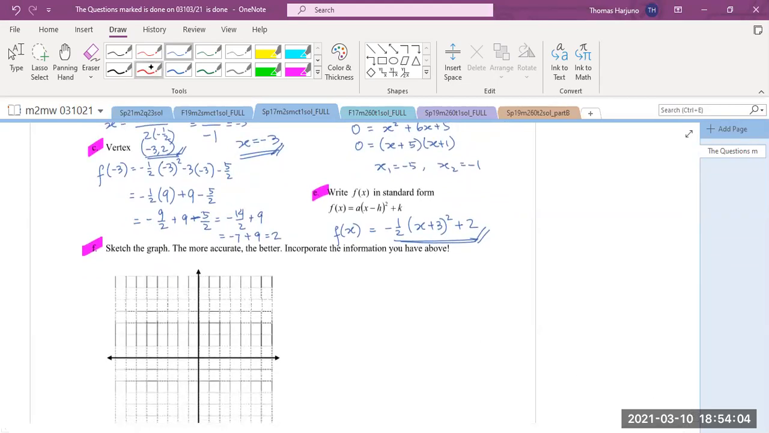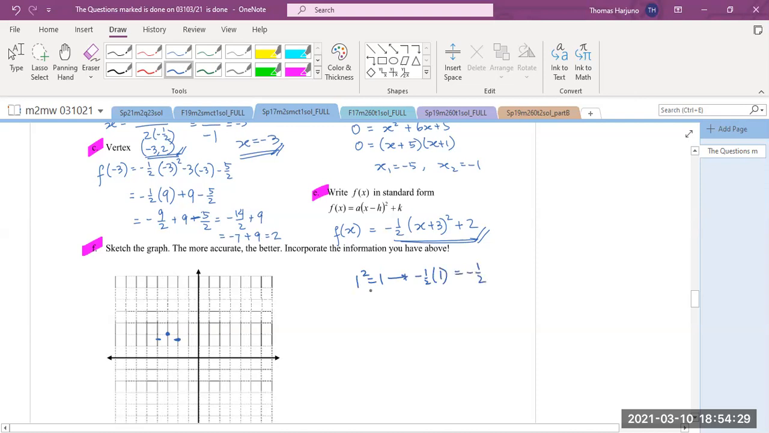Let me use a very thick blue color. (-3, 2), so it's here. Because the leading coefficient is -1/2, go left or right 1 unit, supposed to go up 1, multiplied by -1/2 is half. So 1 squared is 1, multiplied by -1/2, it tells us we go down 1/2. If we go 2 units to the left or right, supposed to go up 4, but because of the -1/2, we go down 2 instead. So from the vertex, going 2 units to the right will bring us down 2.